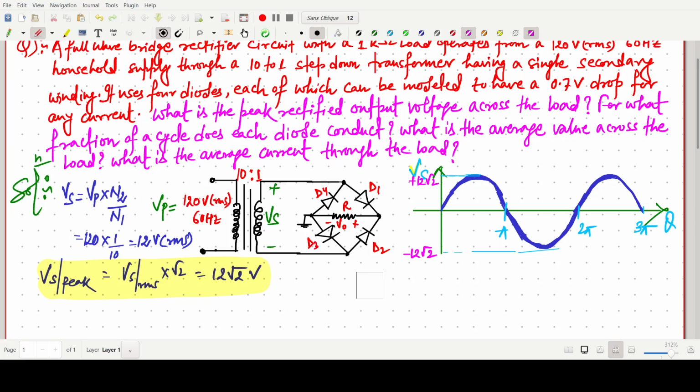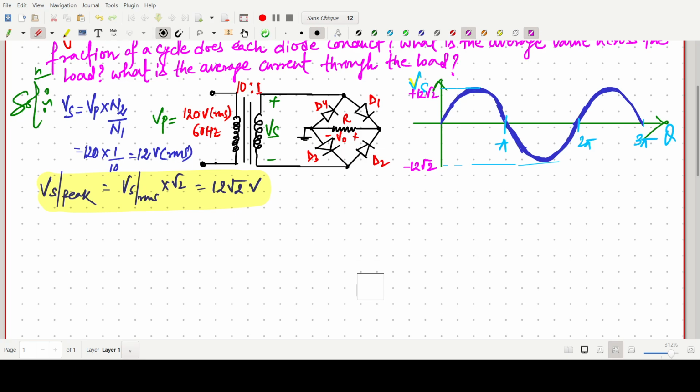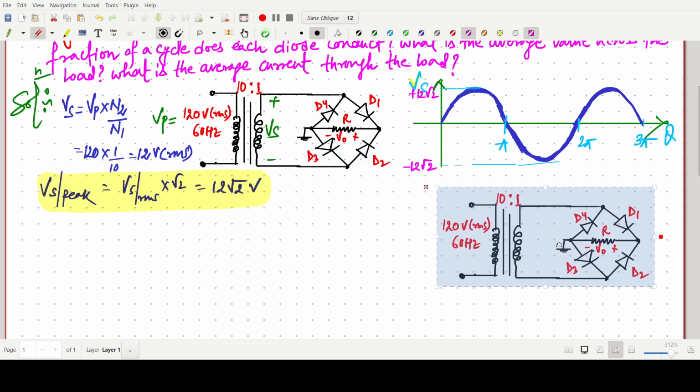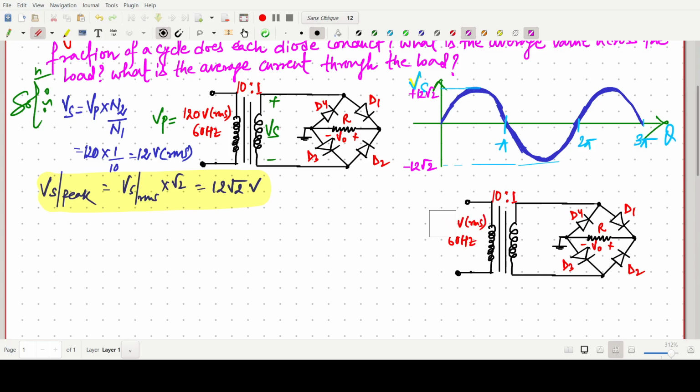Now again, this is our bridge rectifier, and I am just drawing the same circuit here. Instead of the transformer, we can remove it, no need to draw the transformer. This is our plus or minus Vs, and we can say this is the primary connection. Now we have to look for the solution, meaning what the maximum rectified output should be, and all these things.